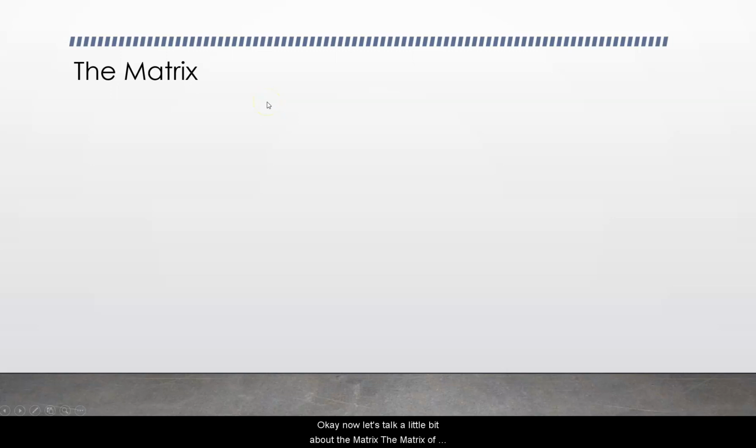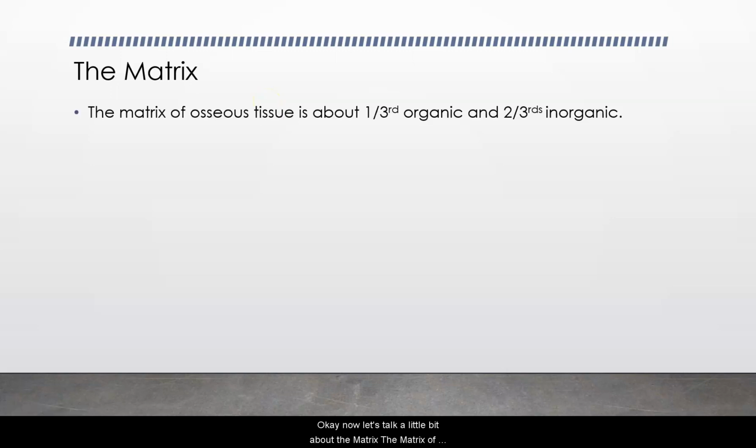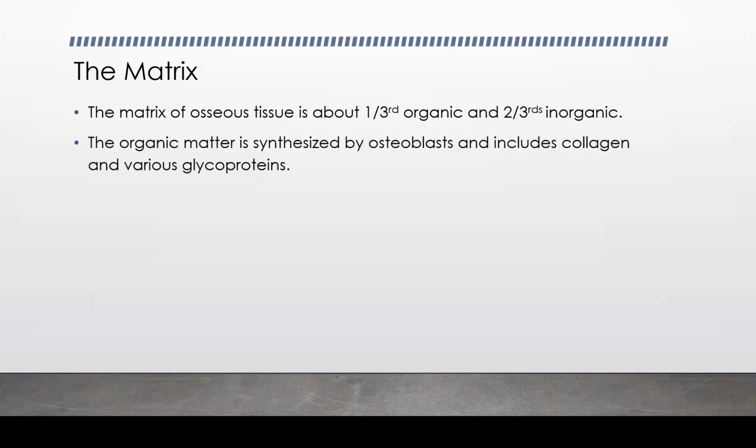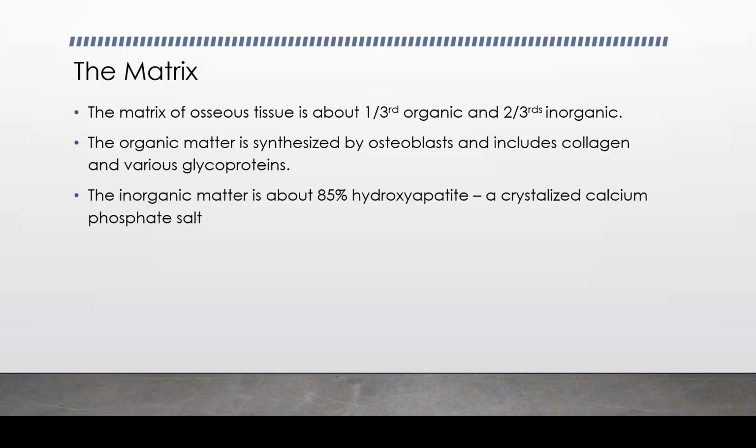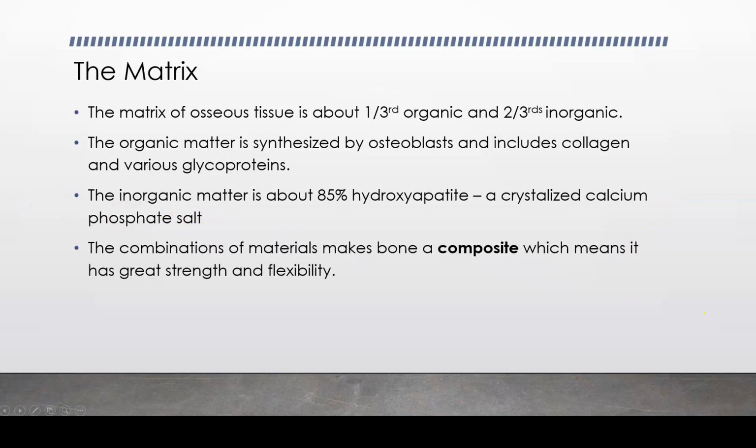Okay, now let's talk a little bit about the matrix. The matrix of osseous tissue is about 1/3 organic and 2/3 inorganic. The organic matter is synthesized by the osteoblasts, and it includes collagen and various other glycoproteins. The inorganic matter is about 85% hydroxyapatite, a crystallized calcium phosphate salt. The combination of these materials makes bone a composite material.